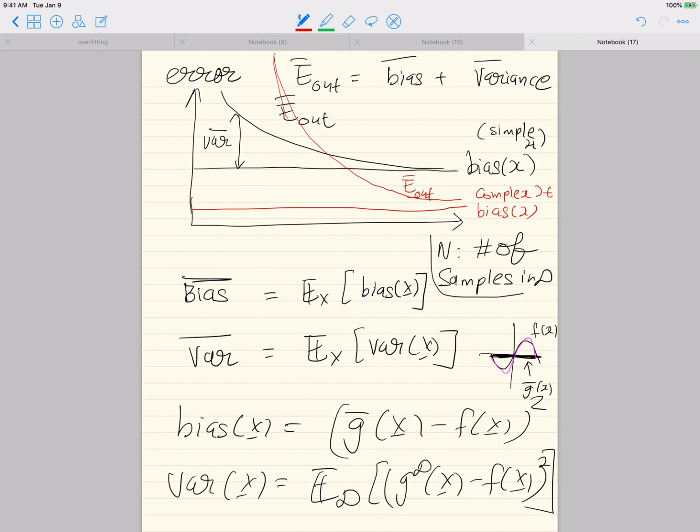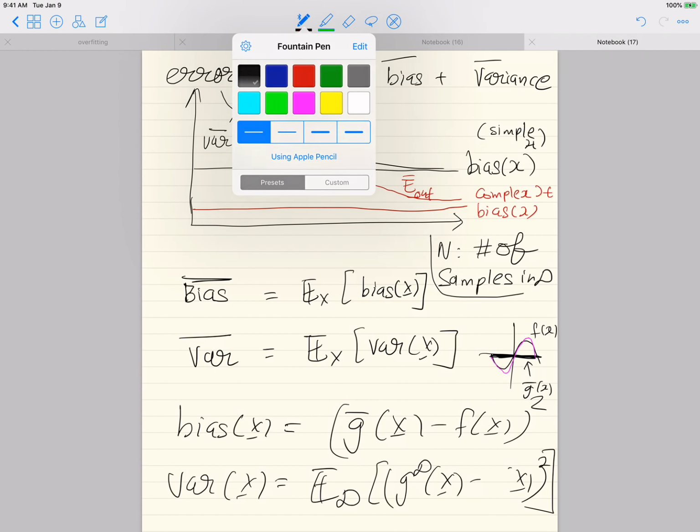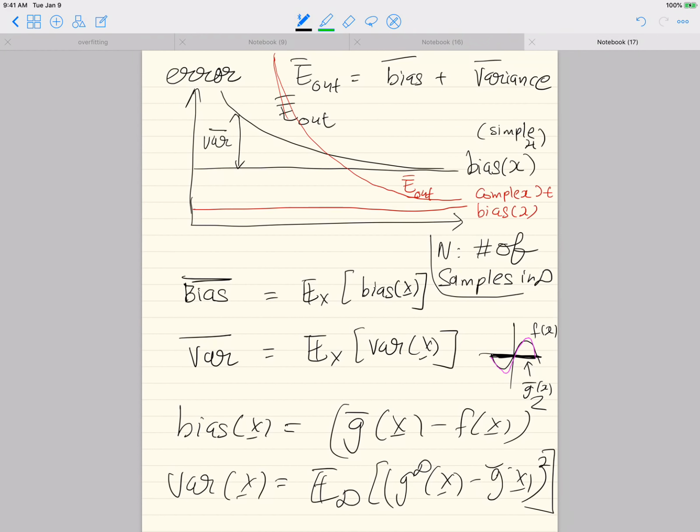Yeah? Sorry, when you write the variance equation there, isn't that the square of g D minus g bar? Oh, that's my mistake. Thanks. And those are all bars.